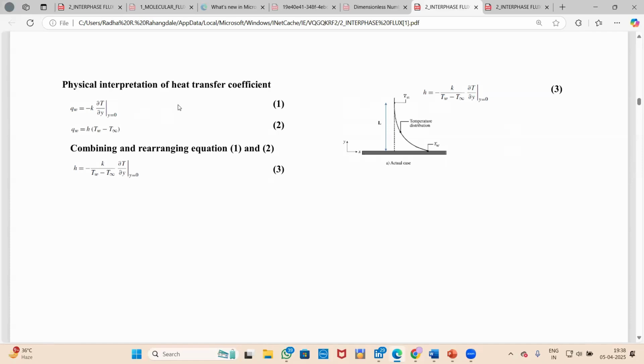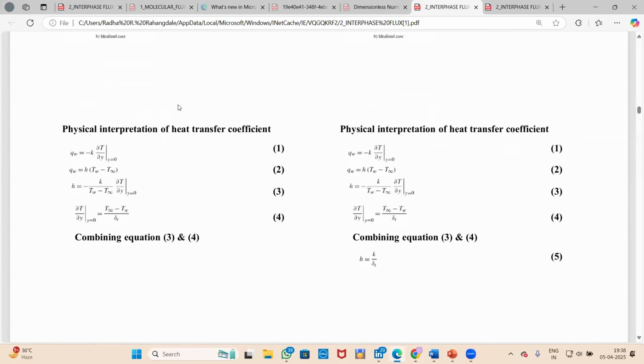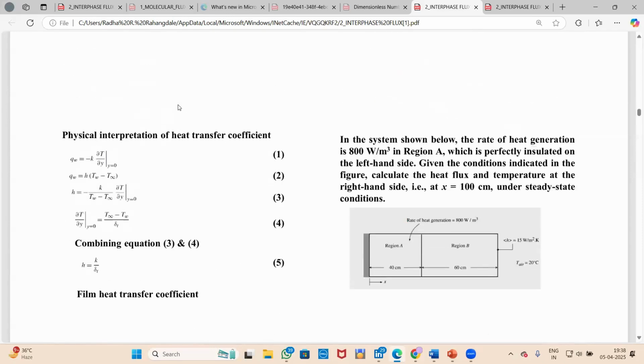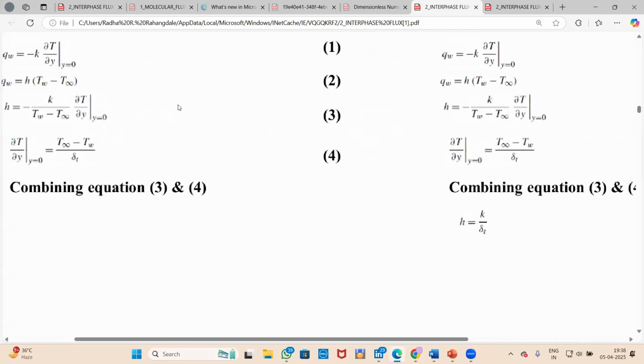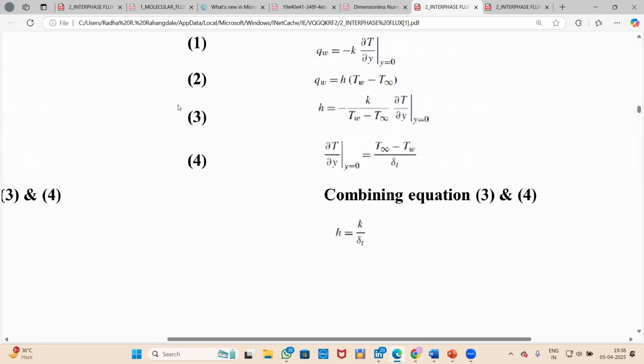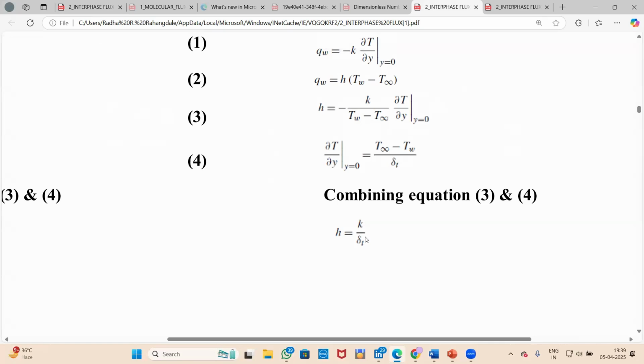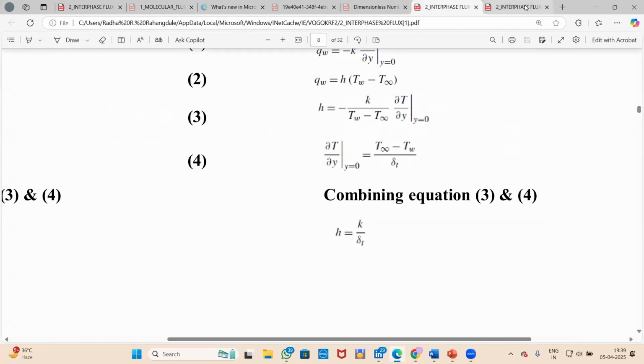Simply, we will equate both of these equations and finally we will get the relation between the heat transfer coefficient H and K, basically thermal conductivity, which is H is equal to K by delta T. H is your heat transfer coefficient and K is your thermal conductivity. Delta T is the thickness of your stagnant film. Now, please remember this equation and this relation. This will help us in finding the relation of transport analogy.